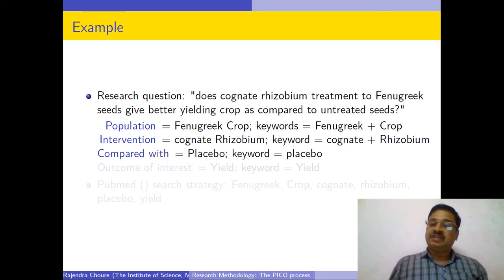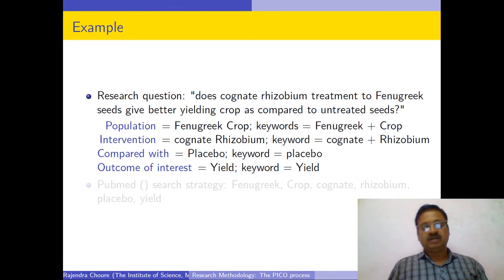Then comparison: that will be a placebo or control, where you will not provide rhizobium to that particular crop. Therefore, it will be a placebo. Instead of rhizobium, we will provide just the medium which is used for preparation of rhizobium. Then the outcome of interest will be the yield of fenugreek. Fenugreek is a leafy vegetable. If you use it as a leafy vegetable, then biomass will be your yield. Or if you want to use it for getting the seeds, methi seeds, then the amount of seed which you get will be the outcome of your research.